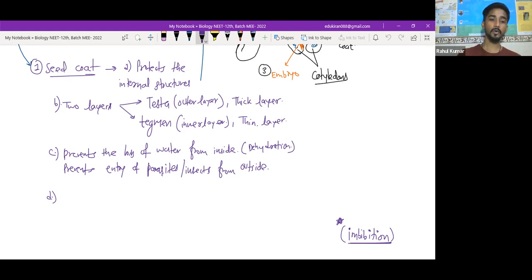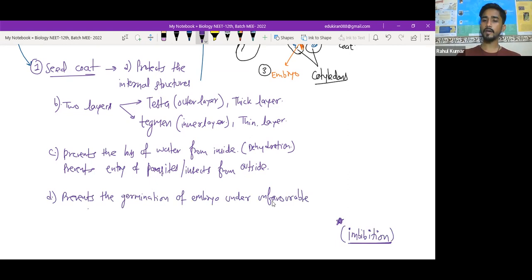So write down, the seed coat prevents the germination of the embryo under unfavorable conditions. So till there is a dry, unfavorable environment around, the seed coat will not break and it will not allow the embryo to come out. Even if the embryo wants to come out, it cannot come out.